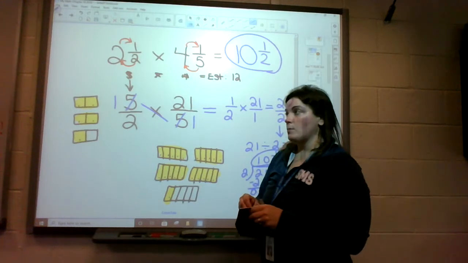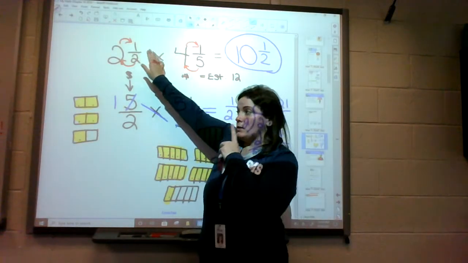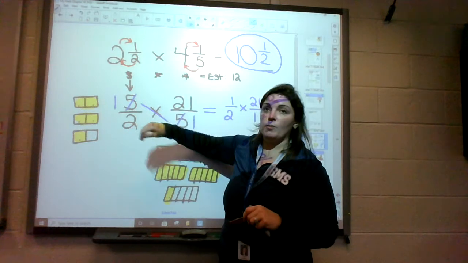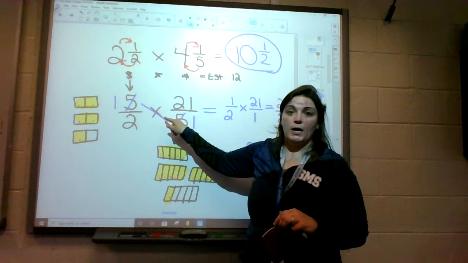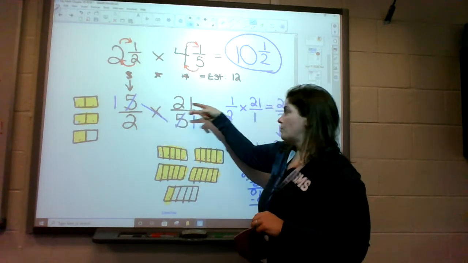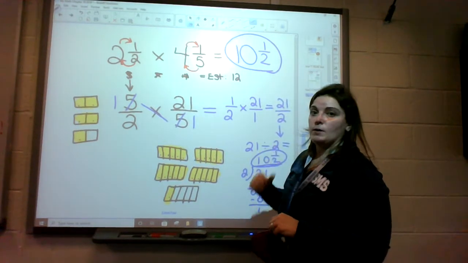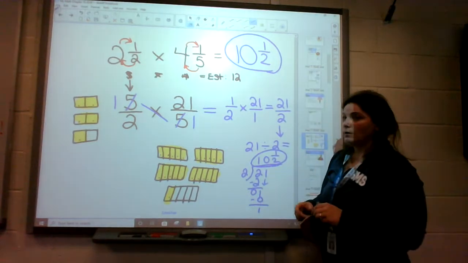Let's recap our steps. I turned both mixed numbers into improper fractions. I then simplified that diagonal, multiplied across, and I had my answer 10 and 1/2.